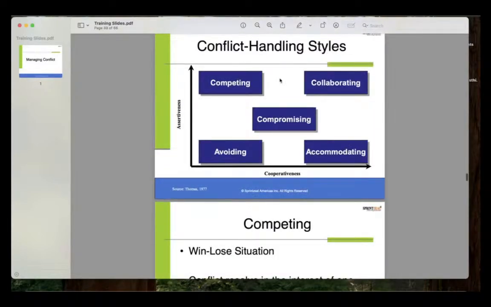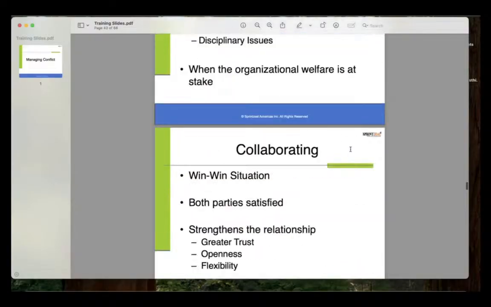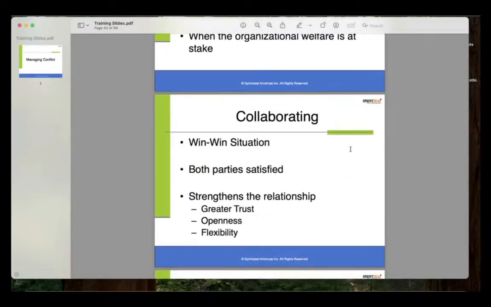If we see here: competing, collaborating, compromising, avoiding, and accommodating. So we understood competing. Now let's see collaborating. Collaborating is a win-win situation because all the parties are collaborating, as the name suggests. So both parties will be satisfied because it is a win-win situation.